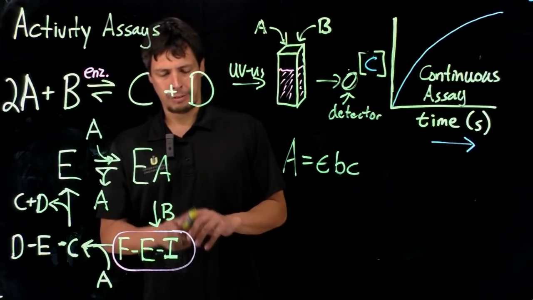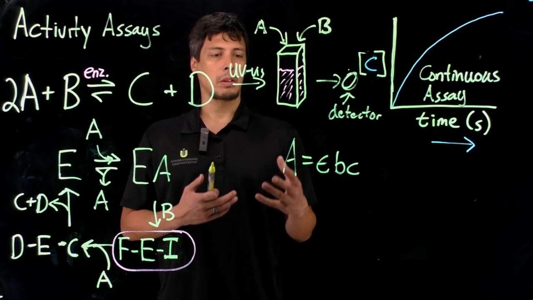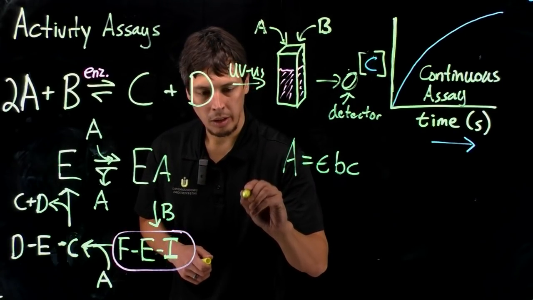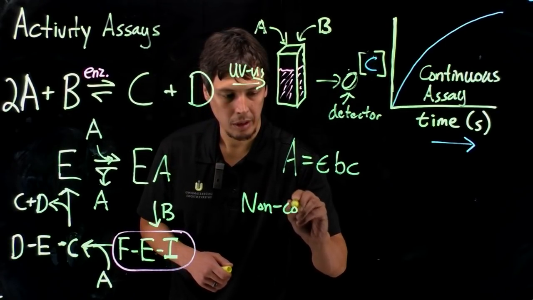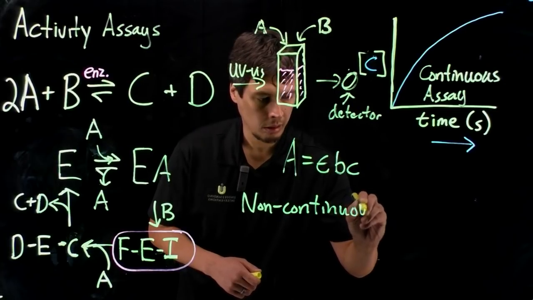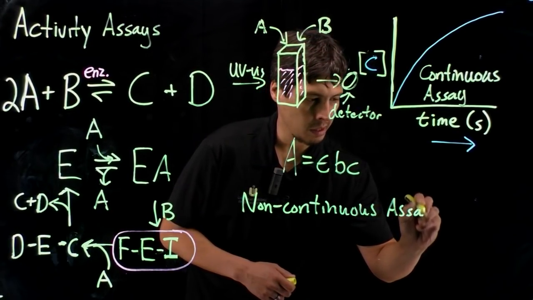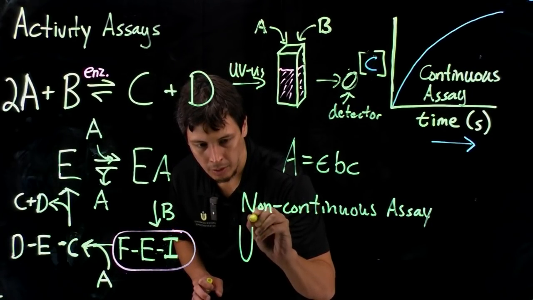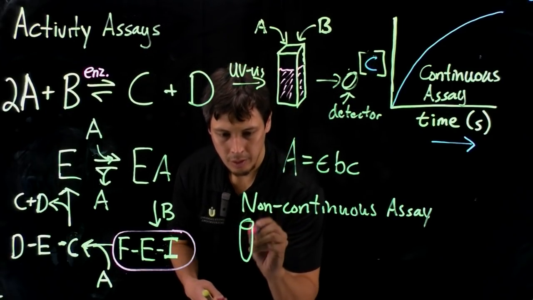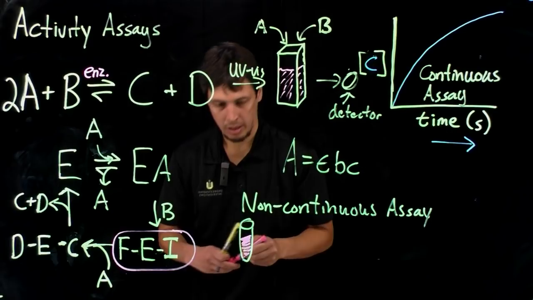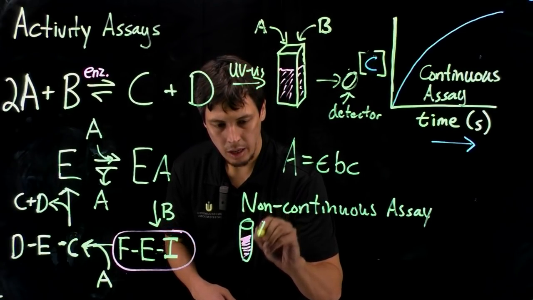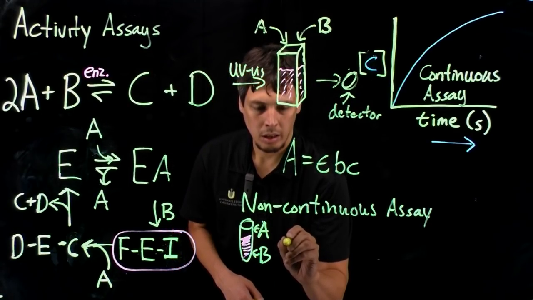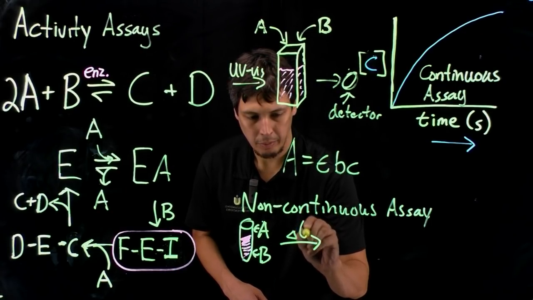Now, if we can't detect the product, for instance, by something that we can do a continuous assay with, such as by UV-vis absorption spectroscopy, we can do what's called a non-continuous assay. And in this, we may have a situation where we have to stop part of the reaction. For instance, if we have a test tube containing our enzyme, and A and B in it, and we let this go for some period of time.